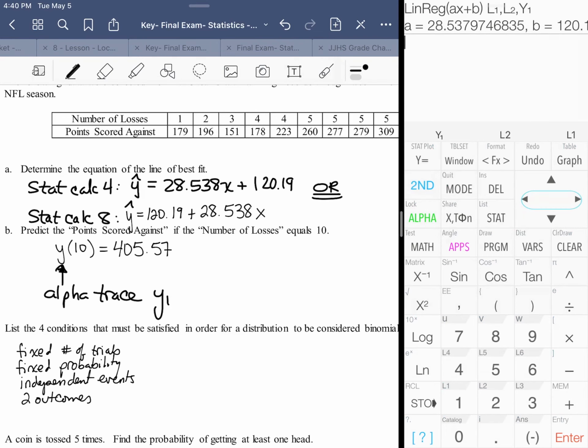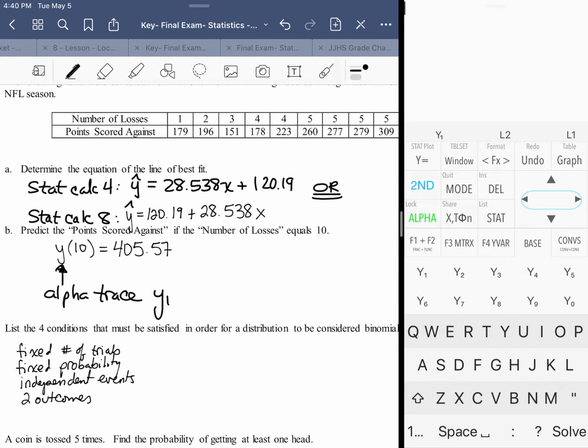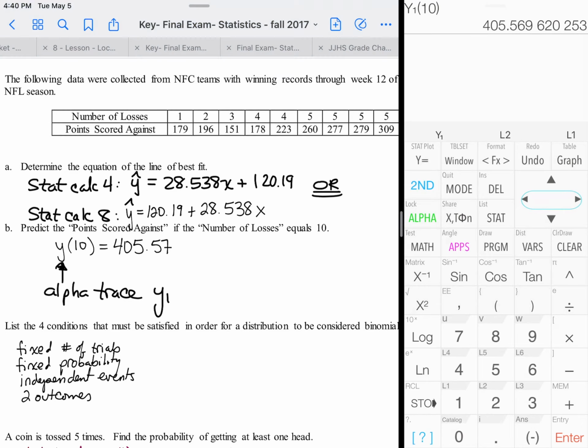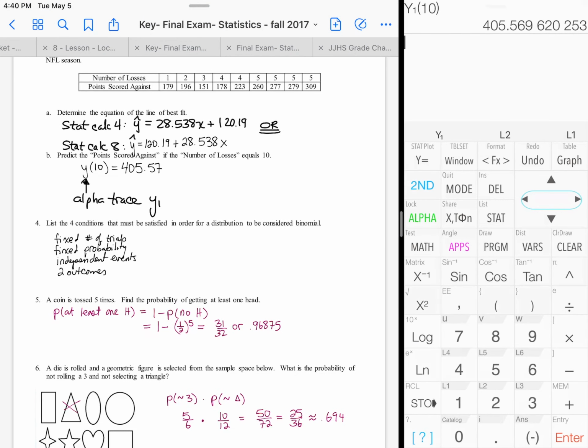That we just do by selecting alpha trace, followed by Y1. So alpha trace Y1, then just type in parentheses the 10, and it'll spit out the value. Again, rounding brings it to 2 decimal places, but it's really 3 significant digits.